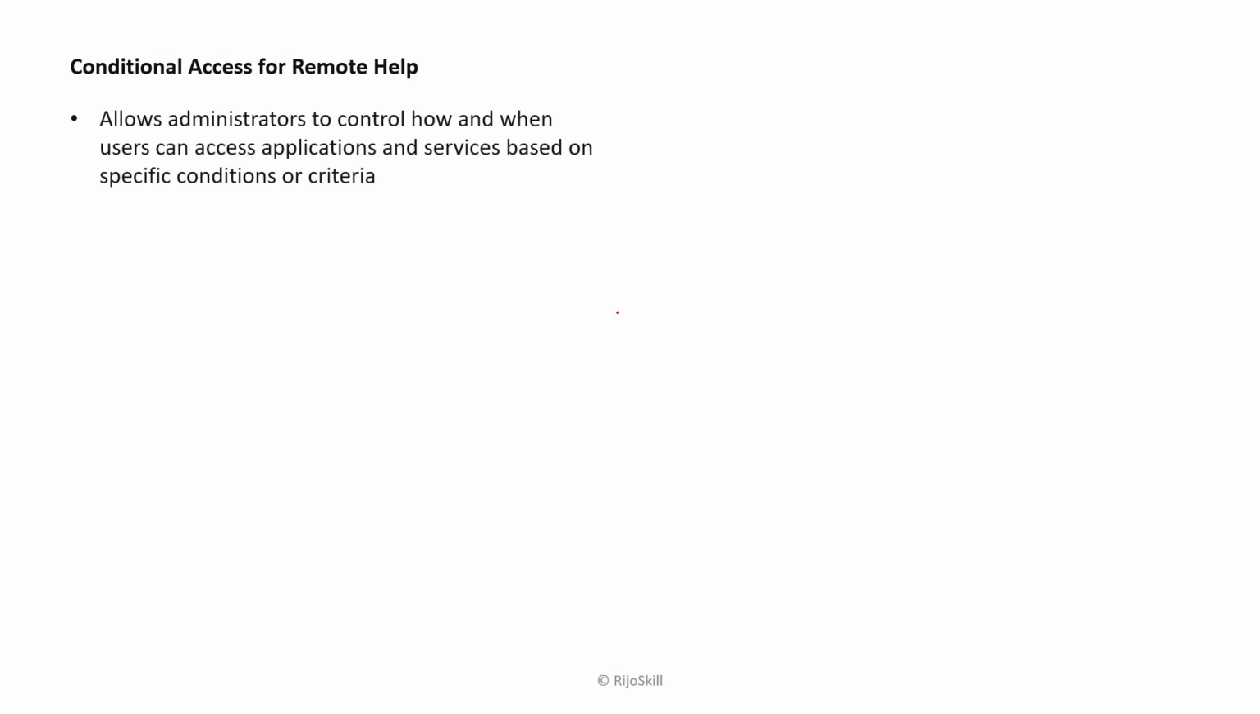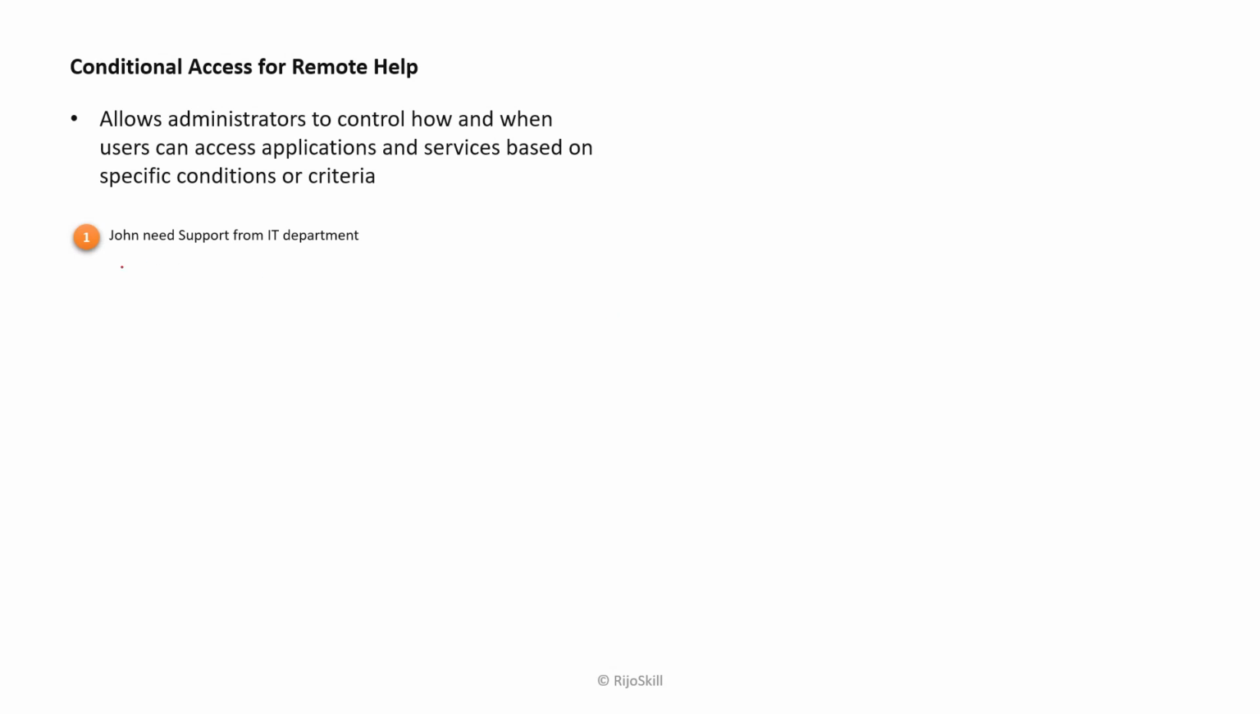Yes, we will discuss conditional access for Remote Help. So what is a conditional access policy for Remote Help? It allows administrators to control how and when users can access an application and service based on specific conditions or criteria. So you will tell your users how they can access the Remote Help application through the conditional access policy. We will go through one graphical representation so you can understand very easily.